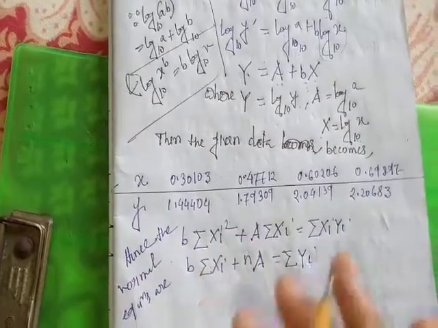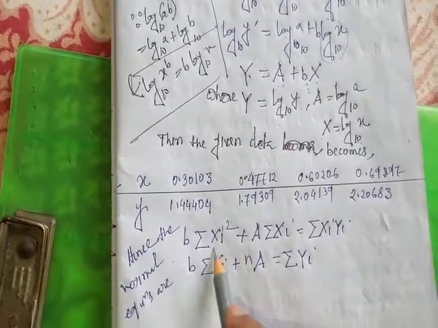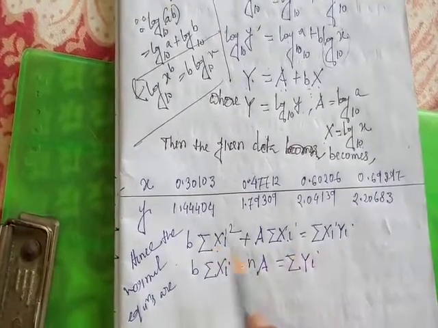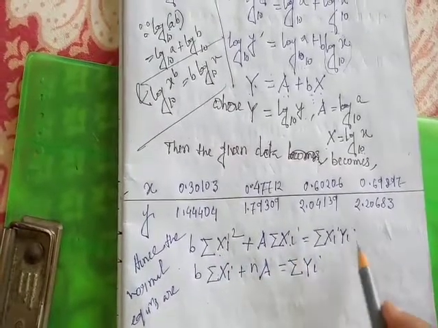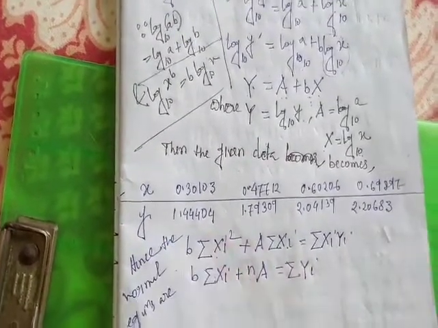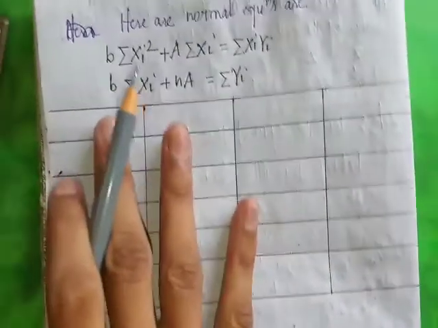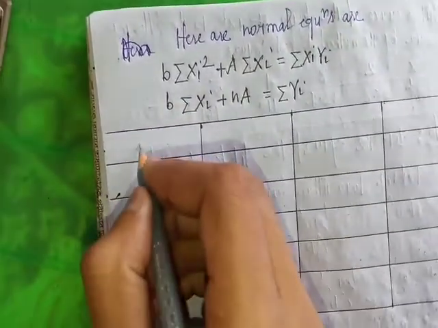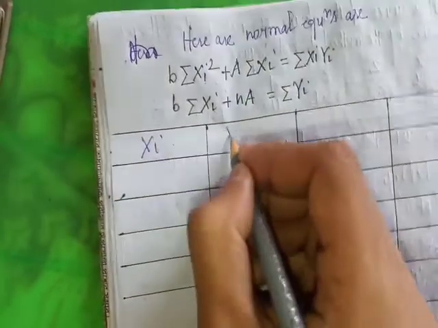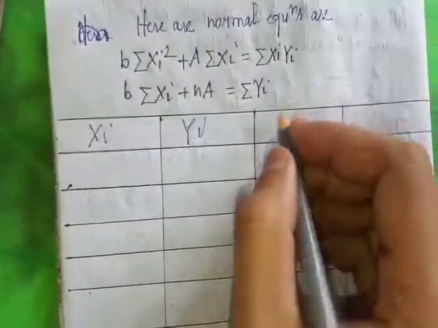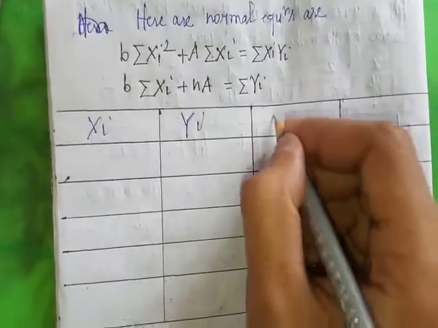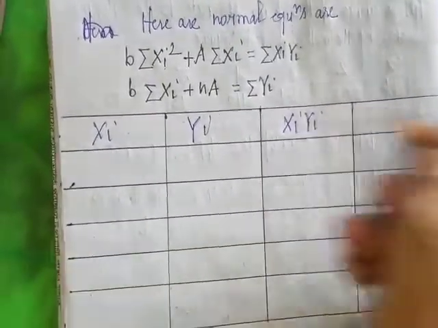Okay, now we will find the values of summation xi square, summation xi, summation xi yi, and summation yi. Now we will construct a table. So this is the table. This is xi, this is yi, this is xi yi, this is xi square.